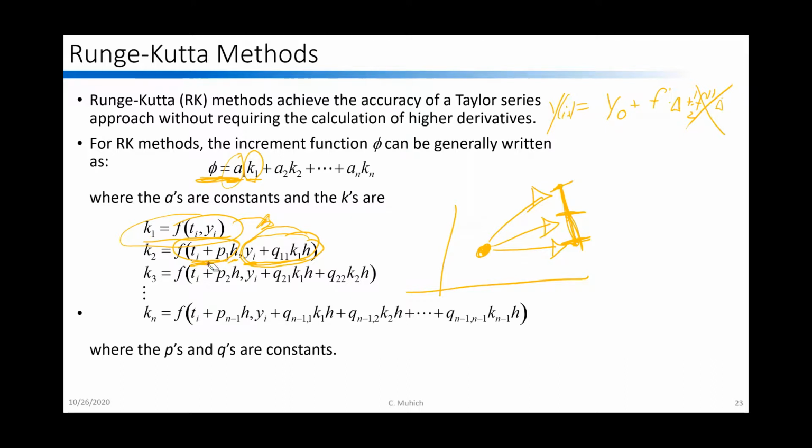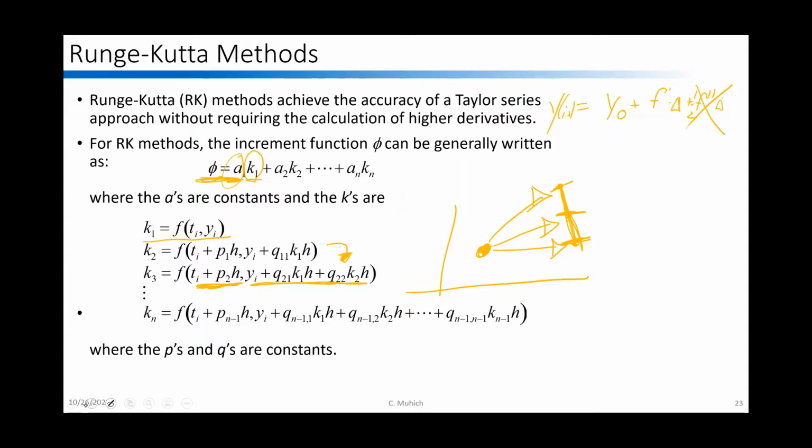Then K3 is going to be similar, where I'm going to take a different step forward in time and use an improved extrapolation in space using that K2 value. And I can keep adding in more and more constants and coefficients and get a more and more complex version.